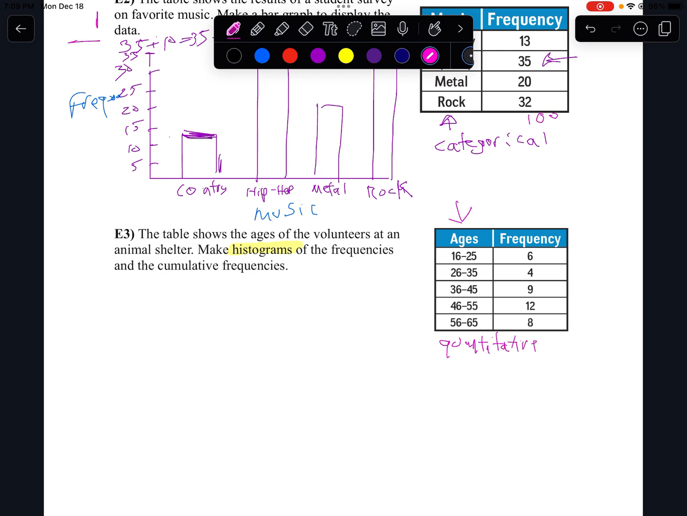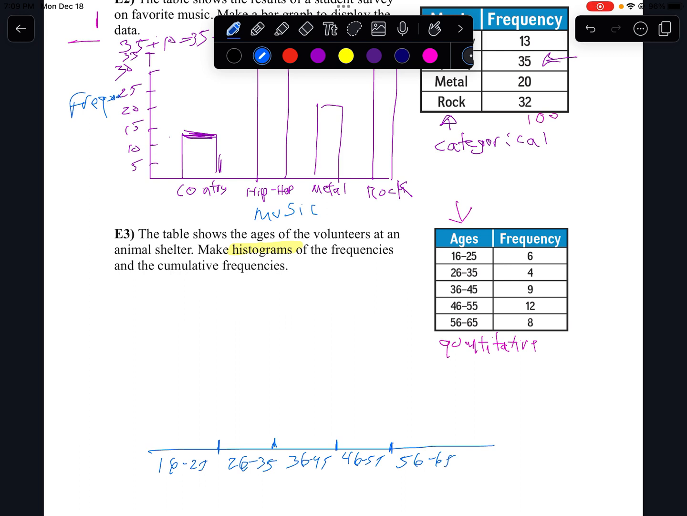Okay, now, so on this one, I'm going to kind of make what I did before. I'm going to make my number line. And notice my ages are kind of grouped for me, so I'm going to go 16 to 25. And then I'll go 26 to 35, 36 to 45, 46 to 55, and 56 to 65.